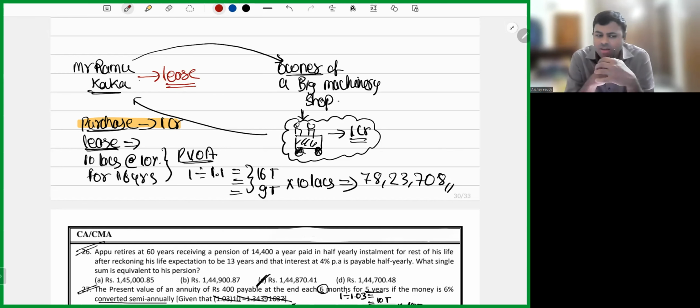Sir, why are you calculating present value? The concept is very simple. You have to take the decision today itself. In the present situation itself, you have to take the decision. If you are taking the decision in the present situation, obviously only present value comes. That's the reason I'm calculating present value only. Okay, so the point is clear, everybody.